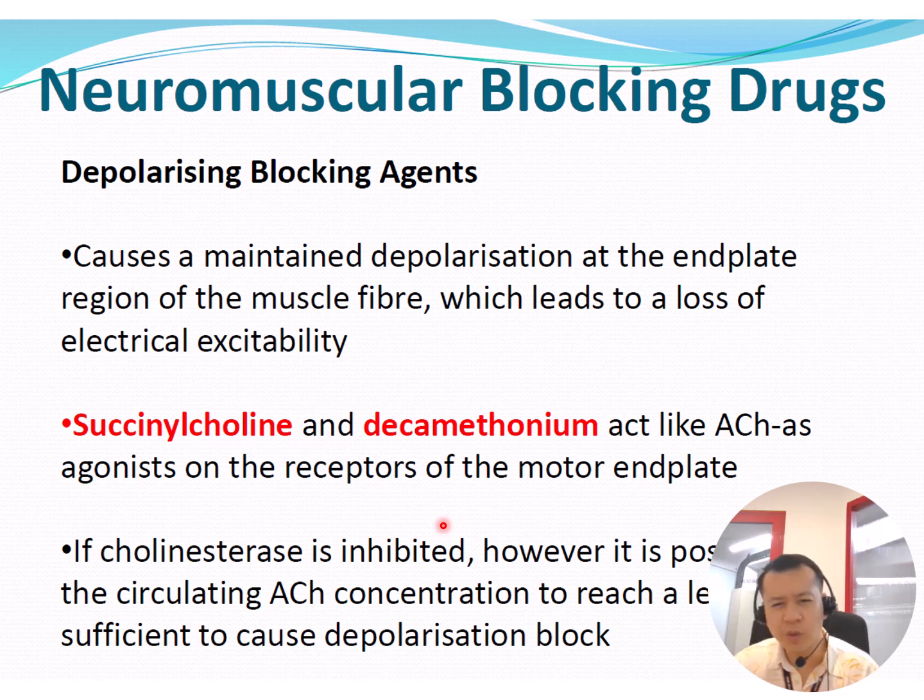So it's useful in very short procedures, like during tracheal intubation, when you want to put in the tracheal tube. You can use this method, but it must be used very cautiously. Okay, because this cholinesterase is basically the enzyme that breaks down your acetylcholine, isn't it? So if it is inhibited, this block can become dangerous if it has been prolonged. So the neuromuscular block is a very powerful tool.